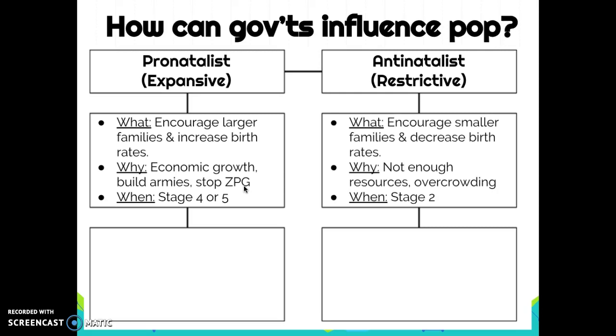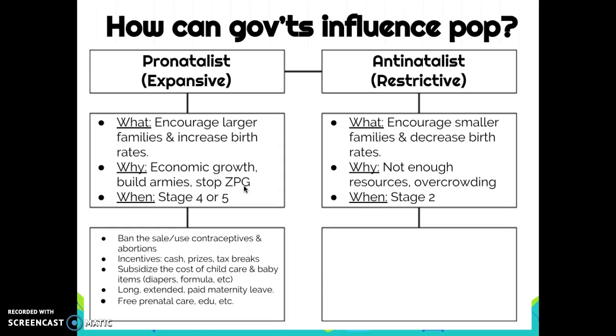So an anti-natalist policy is kind of the opposite. This is typically stage 2 countries in the DTM, and these countries want to encourage smaller families and decrease birth rates. The reasons behind decreasing birth rates are exactly what you would think. There aren't enough resources, the country is going through an economic downturn, overcrowding, high population density, kind of all of these things, the lack of social structure.